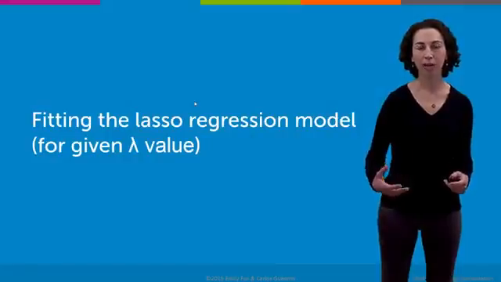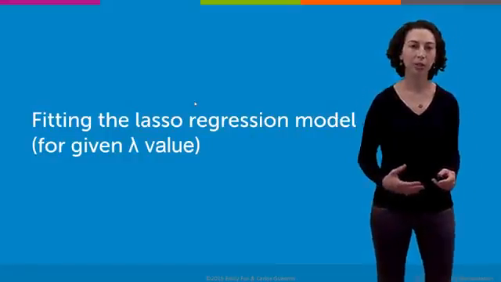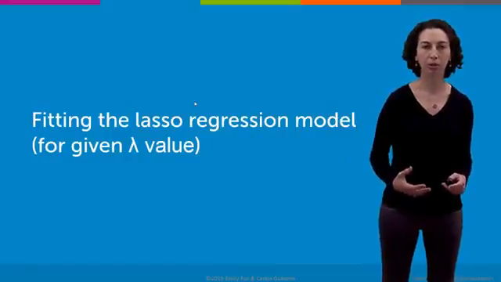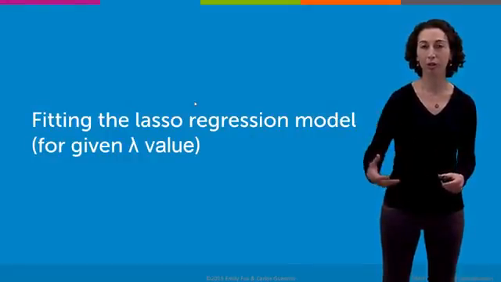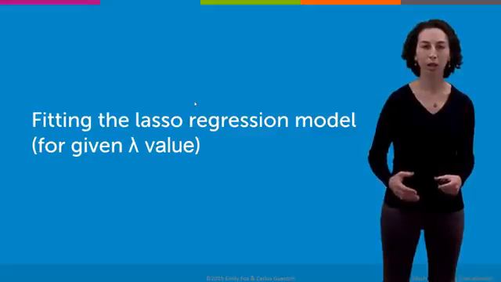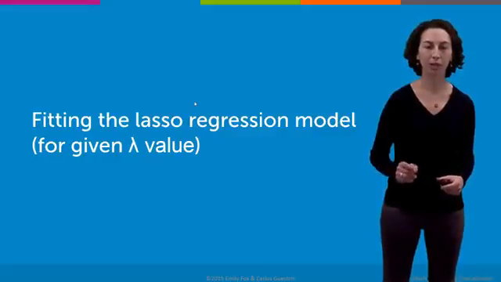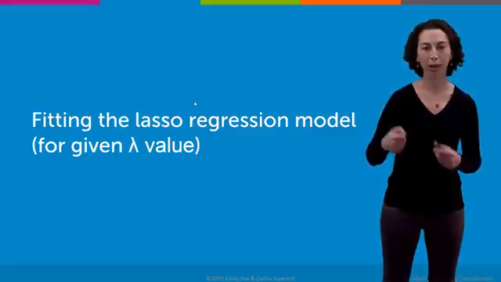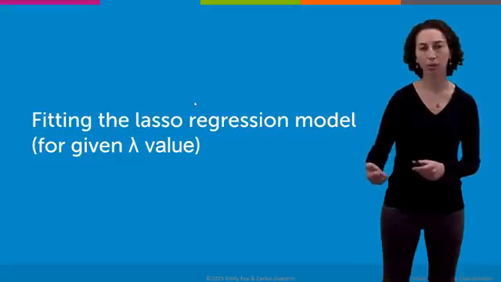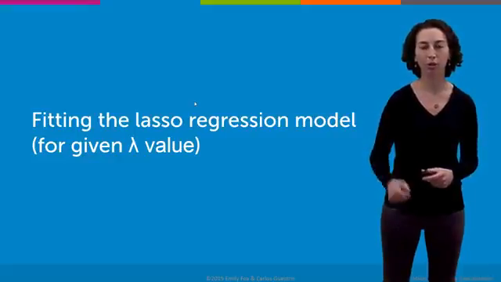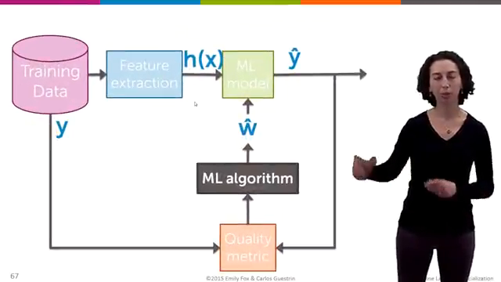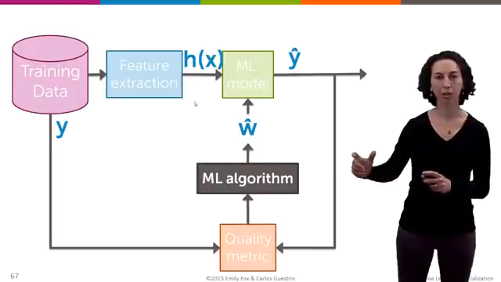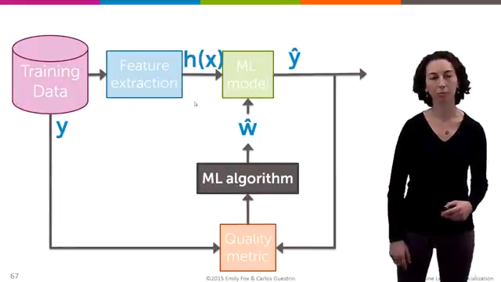Now that we've described our lasso objective and we've given some intuition for why it leads to sparse solutions, let's turn to how we're going to optimize our objective and actually solve for our lasso solution for a specific value of lambda, this tuning parameter that's weighing how much we're including this L1 term in our objective.